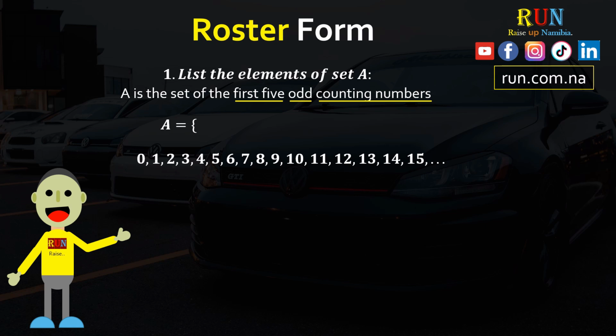Now again, in the description, we are told that in these counting numbers, it should be odd numbers. Which ones are odd numbers? Let's just color them. So we have 1, 3, 5, 7, 9, and so forth. Now, which one is the first 5? So the first 5 is 1, 3, 5, 7, and 9. So that's what we write. And just like that, we have just listed set A. Okay?